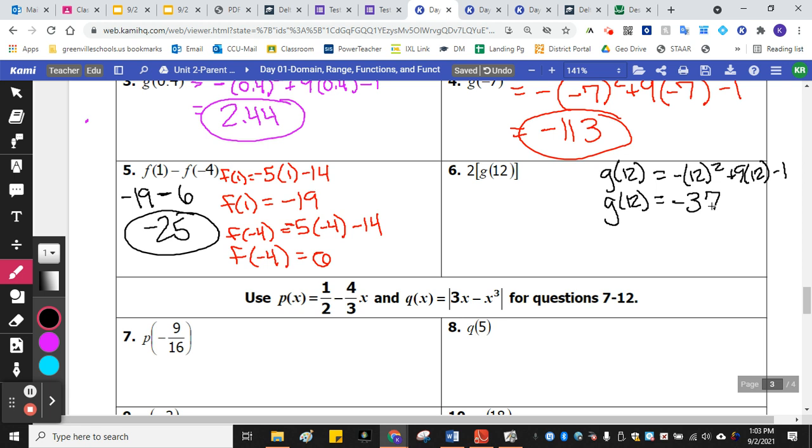And then go back over here. Brackets are the same thing as parentheses. You're just using brackets because you already have a set of parentheses in there. -74.